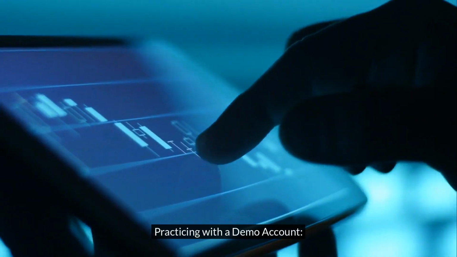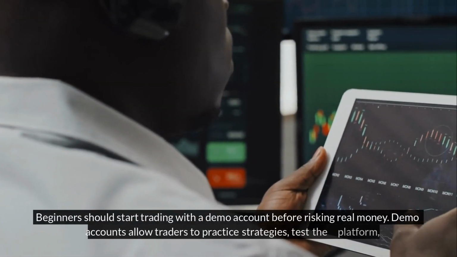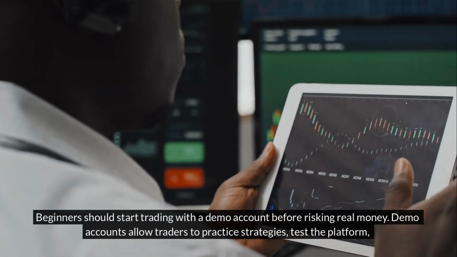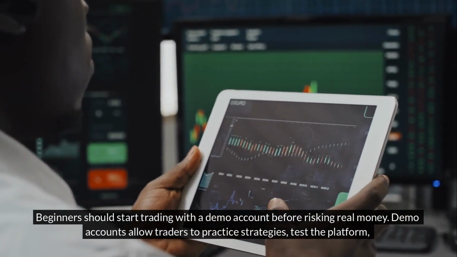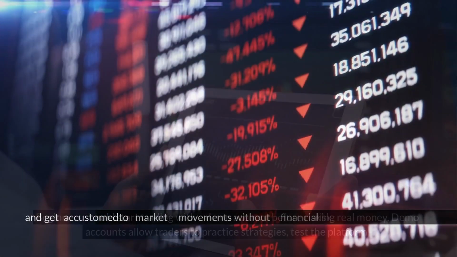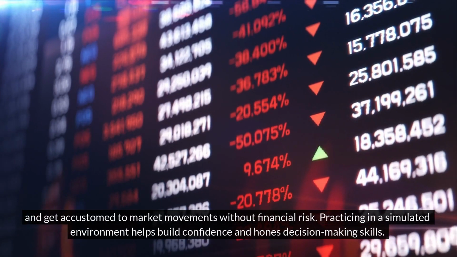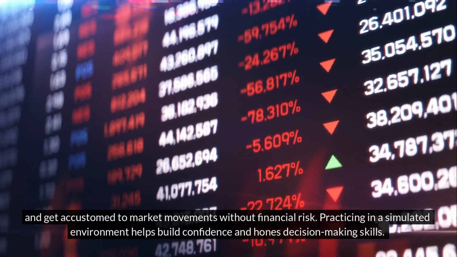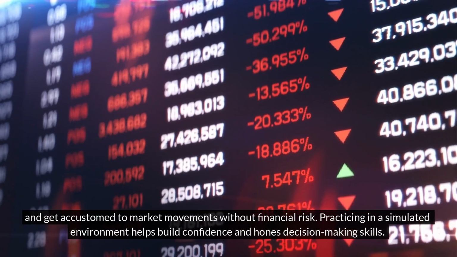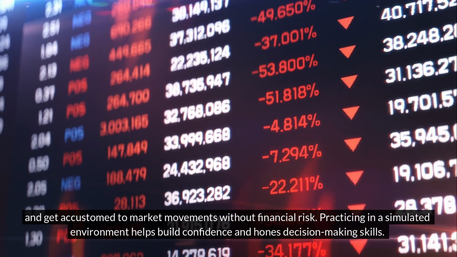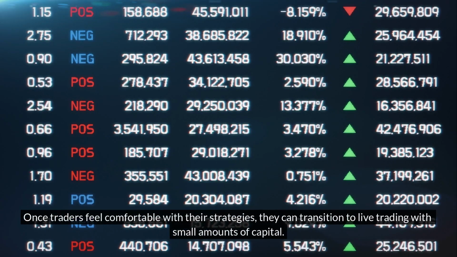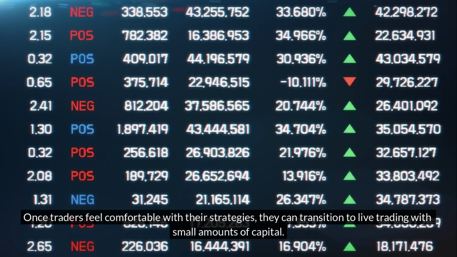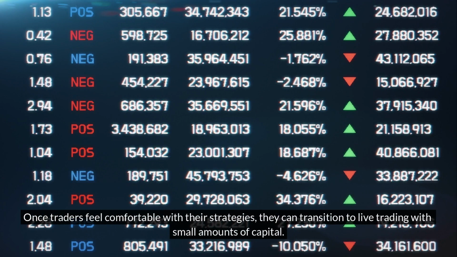Practicing with a demo account. Beginners should start trading with a demo account before risking real money. Demo accounts allow traders to practice strategies, test the platform, and get accustomed to market movements without financial risk. Practicing in a simulated environment helps build confidence and hones decision-making skills. Once traders feel comfortable with their strategies, they can transition to live trading with small amounts of capital.